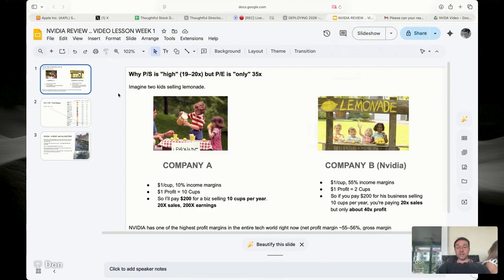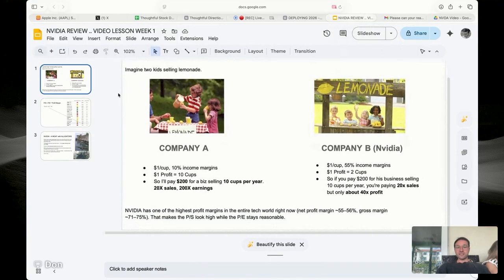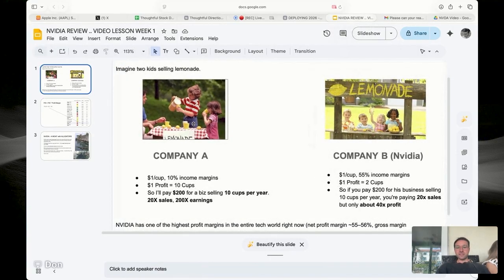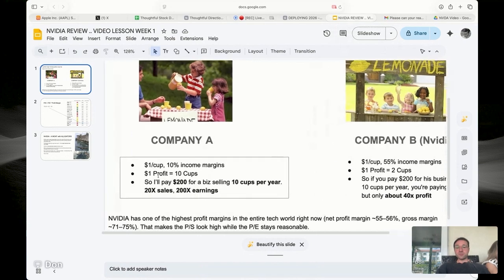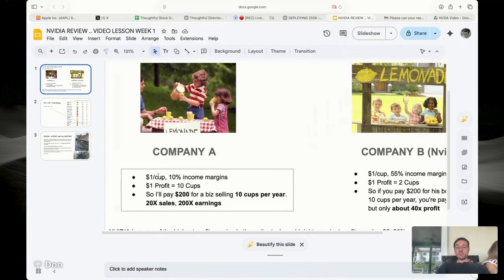We'll take an example here of company A versus company B. Company A, let's say they sell one cup of lemonade for $1, only have 10% income margins. So it takes them 10 cups in order to make $1 profit. So if I were to buy that business for $200, I have to ask myself, would I pay $200 to get a business selling 10 cups a year?